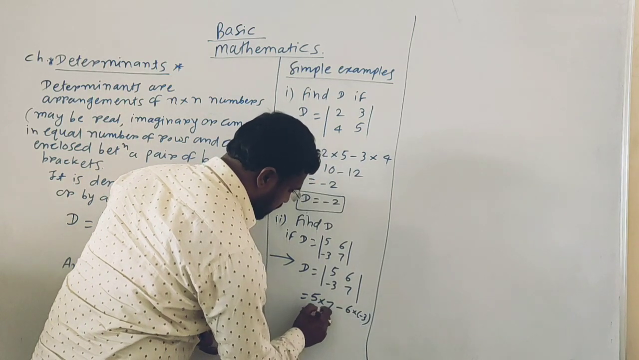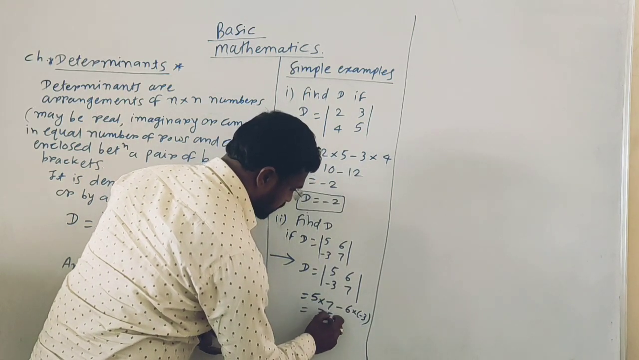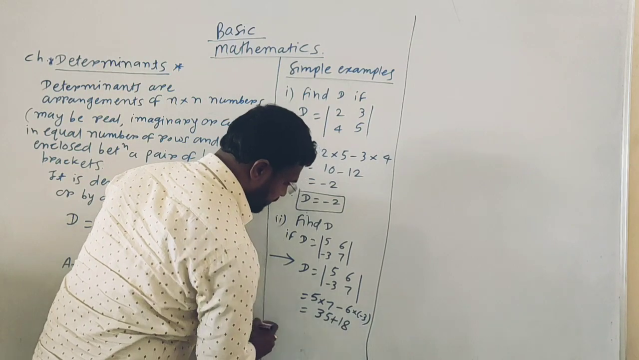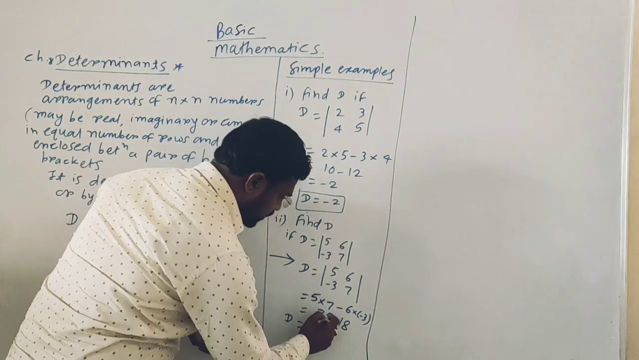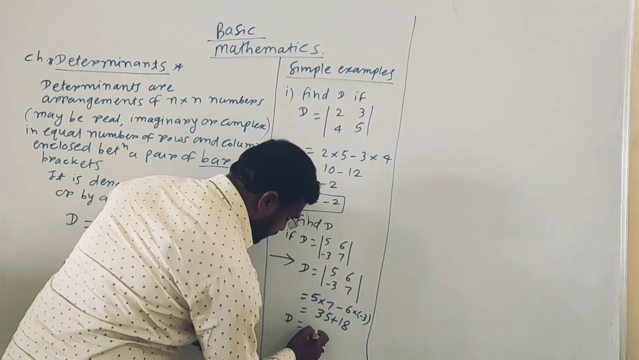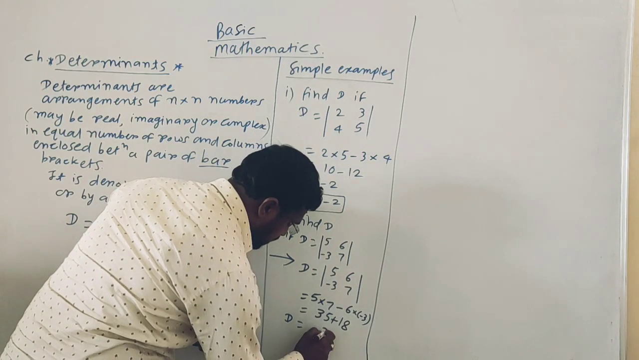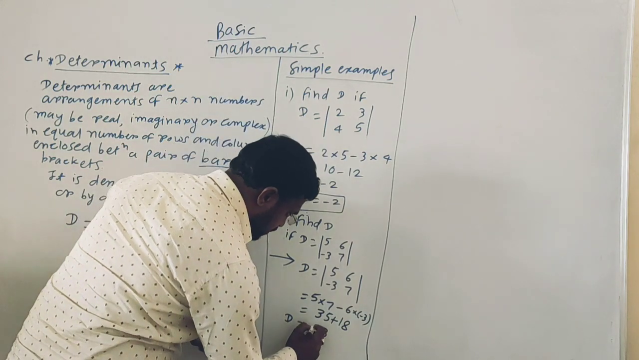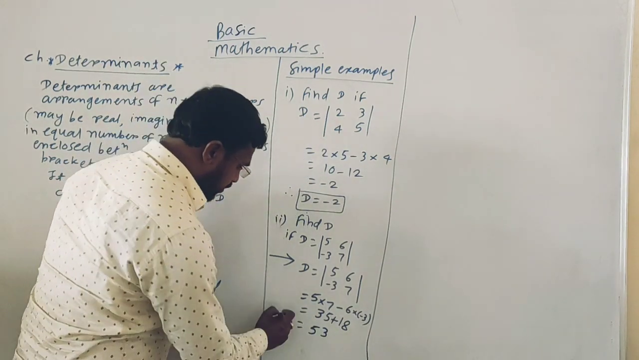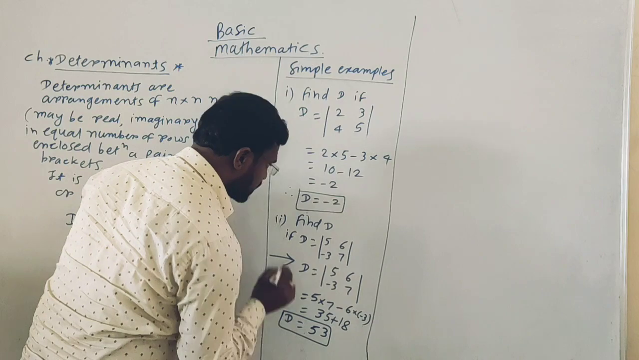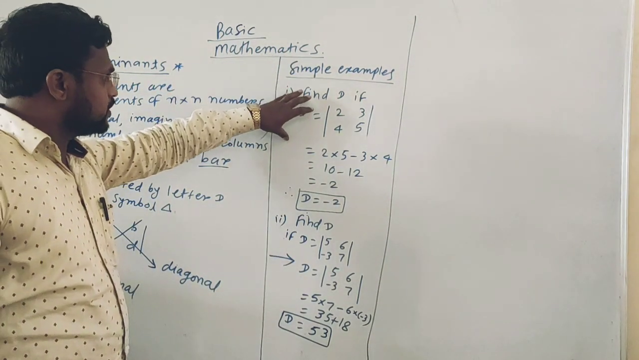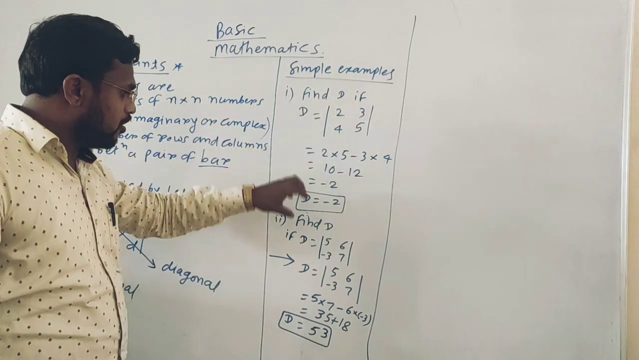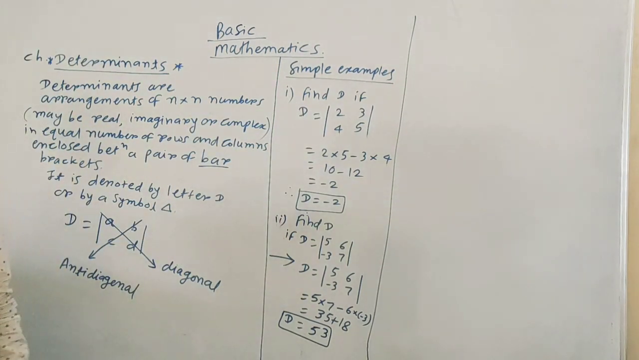What is the answer of this? 35 minus minus, plus 18. What is the calculation of this? 8 plus 5, 13, 3 carry 1, 3 plus 2, that is 5. D equal to 53. Simple examples, find D, already studied in the previous standard, that is 10th standard.